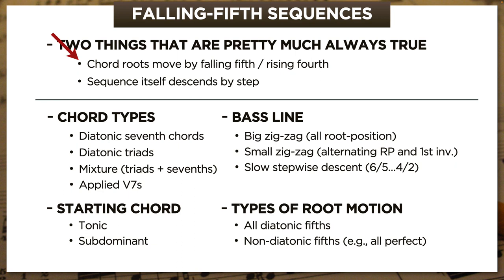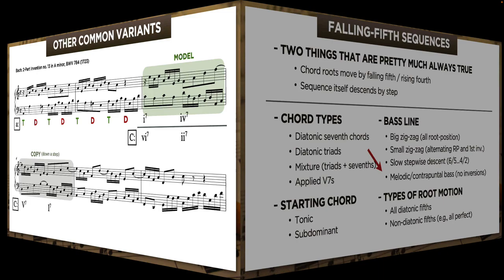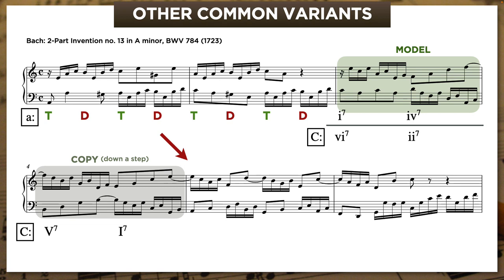If the bass line is sufficiently melodic, if it's a true contrapuntal voice, then we don't really have chord inversions or the bass line patterns we associate with them. Now, this invention does one other really common thing that we haven't seen yet. The sequence we just studied leads directly into another sequence, which in turn leads to a cadence in C major.